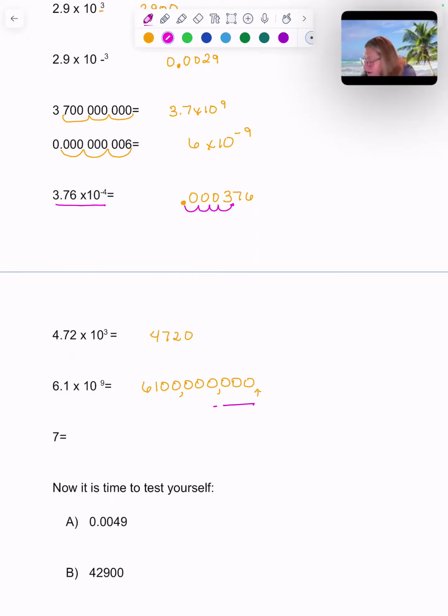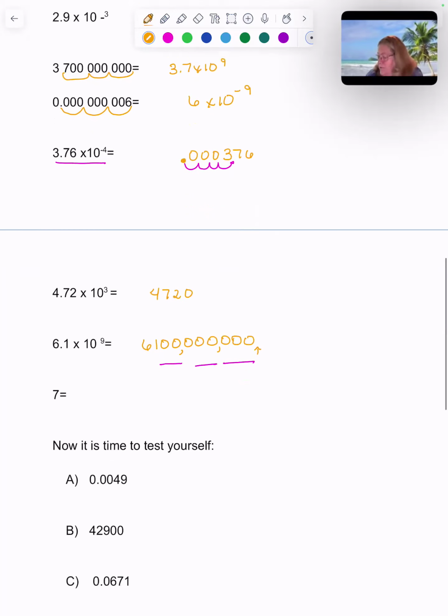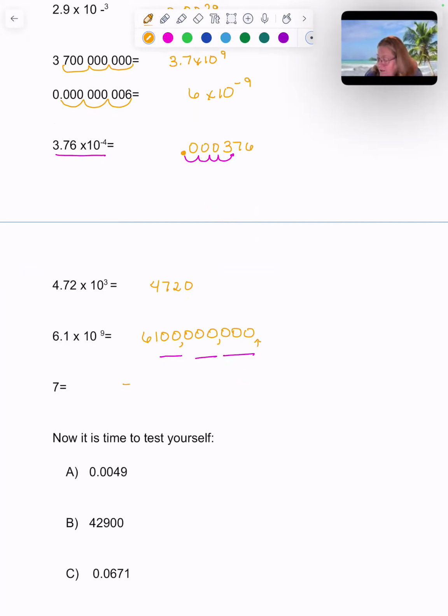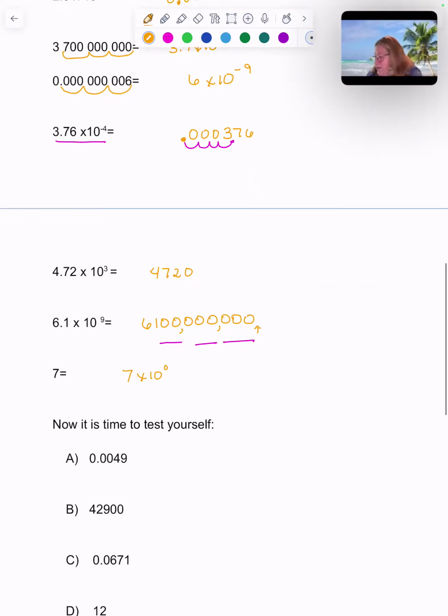There's 3, 6, 9 times takes it back to where it was. And always don't forget a number in the ones place. You're going to put the digit. We haven't moved the decimal at all, so 10 to the 0. So now it's time to test yourself.